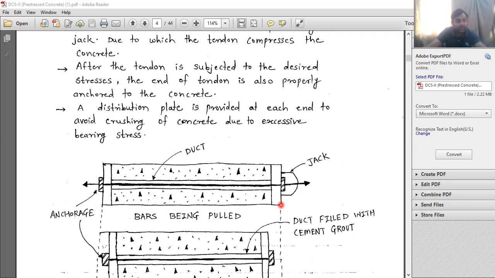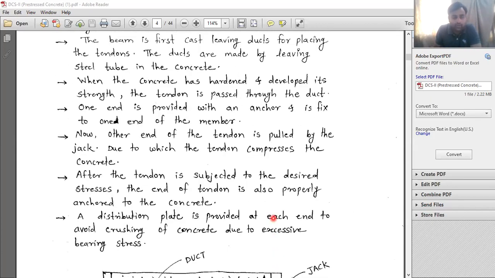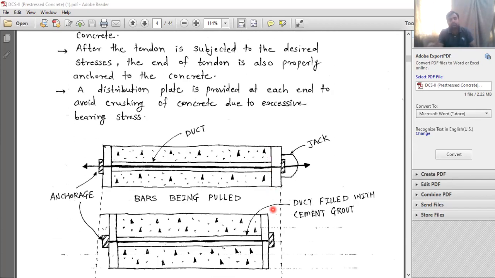Bearing plate means a plate is there. Suppose now this is your beam, and here somewhere a plate is provided like this, of this shape, so that the force will get transferred. The jack is not directly attached over here. Here in between, a bearing plate is provided, okay, for the uniformity of the loading. And in this way the prestressing is developed in the steel, and that is transferred to the concrete.